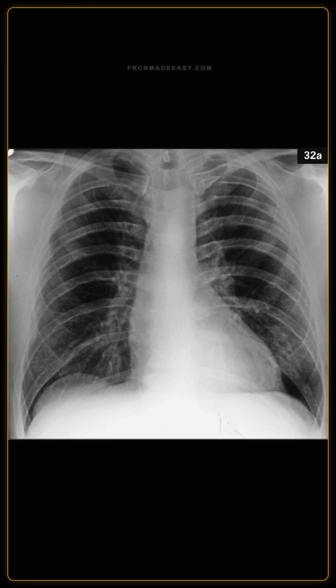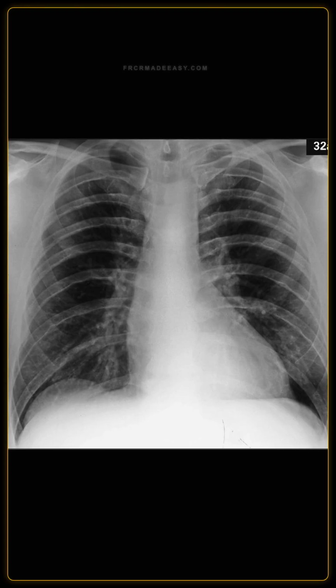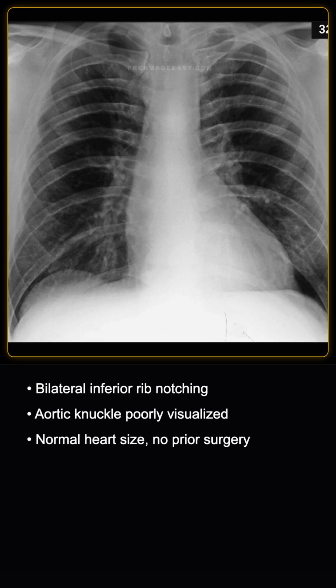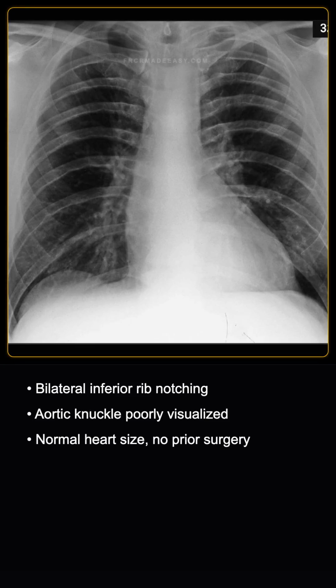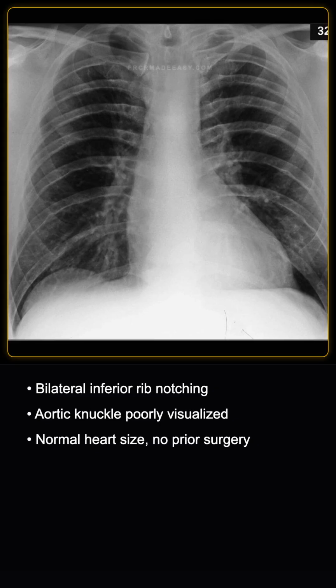A 24-year-old male presented with chest pain after minor trauma. I'm showing you his chest radiograph. Describe the findings. The chest radiograph shows no focal lung abnormality, and no rib fracture or pneumothorax is seen.